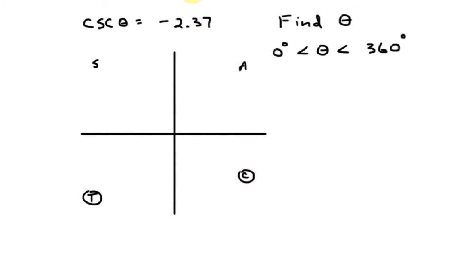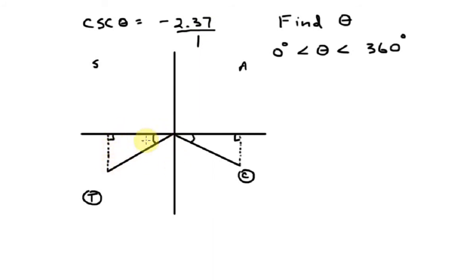So now let's build some terminal arms. We could have a terminal arm here, say, and a terminal arm over here. Now let's build our triangles: a little triangle up this way and a little triangle up this way. And of course these triangles are congruent to each other. Using these reference angles, we're going to take this information and say the cosecant is supposed to be negative 2.37. If I put that over 1, then it's easier for me to fill in two sides.